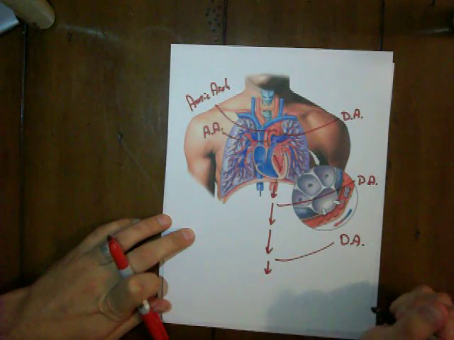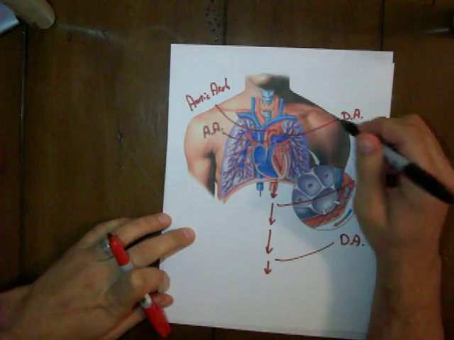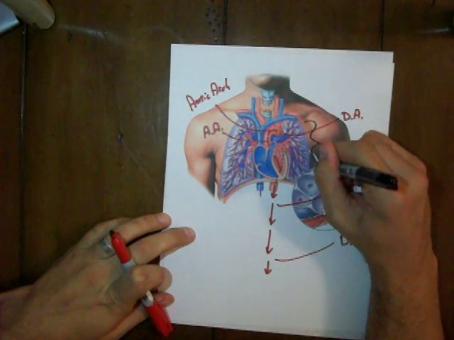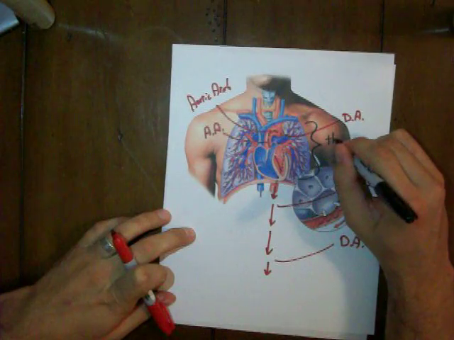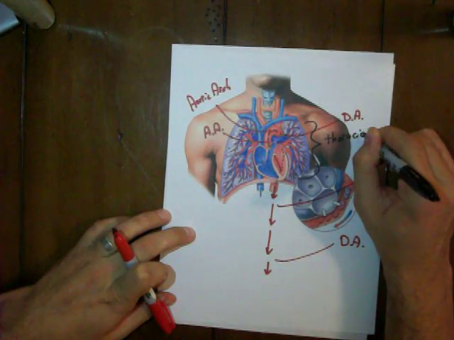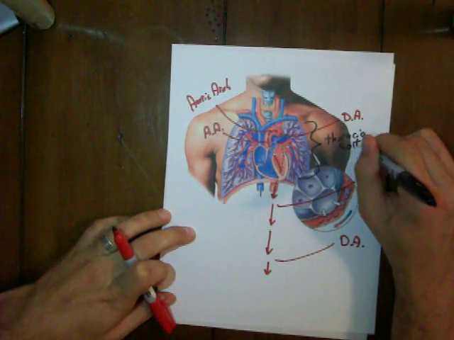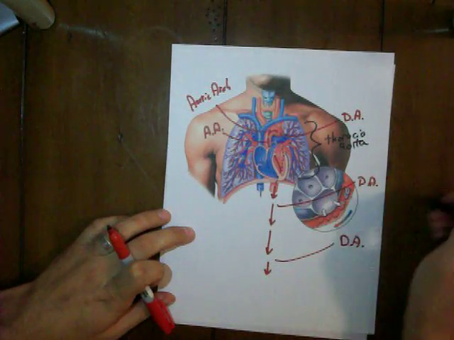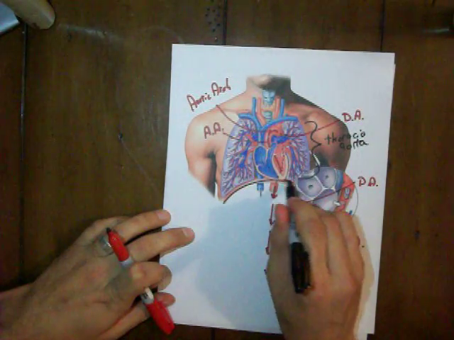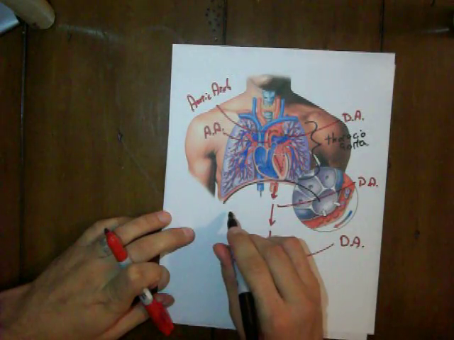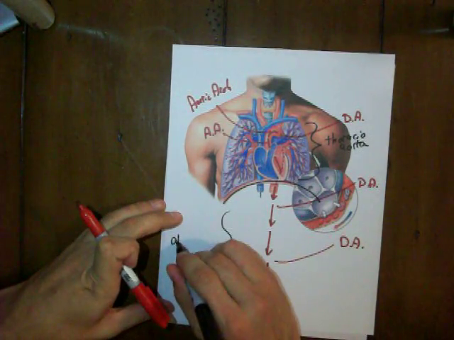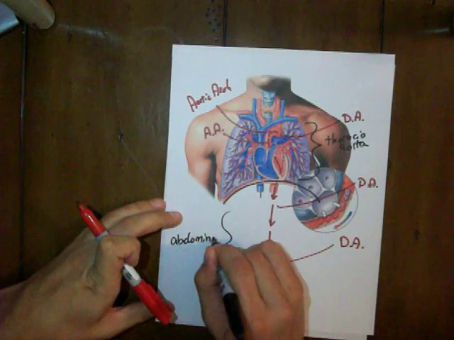But we can get a bit more specific with the descending aorta and say when we're in the thoracic cavity, we can call this portion the thoracic aorta. And after we've crossed the diaphragm and we're in the abdomen, this is the abdominal aorta.